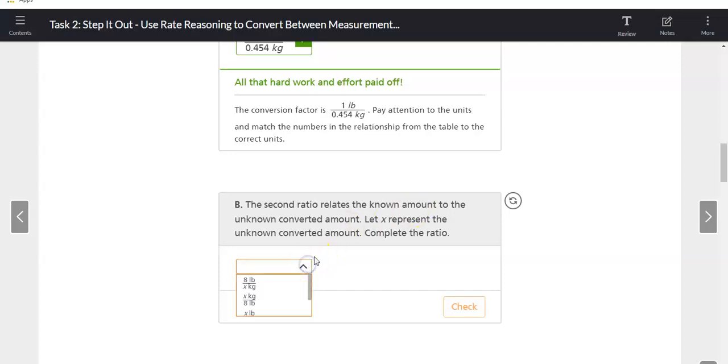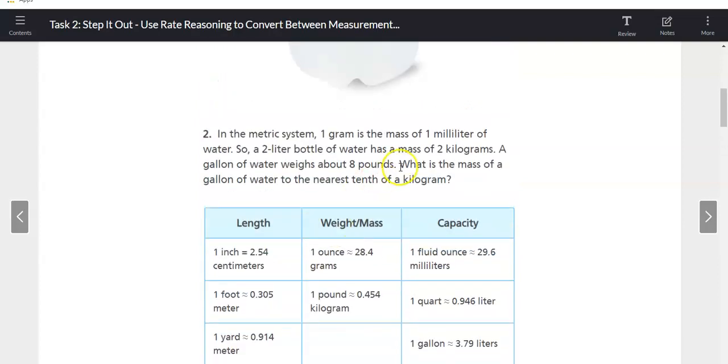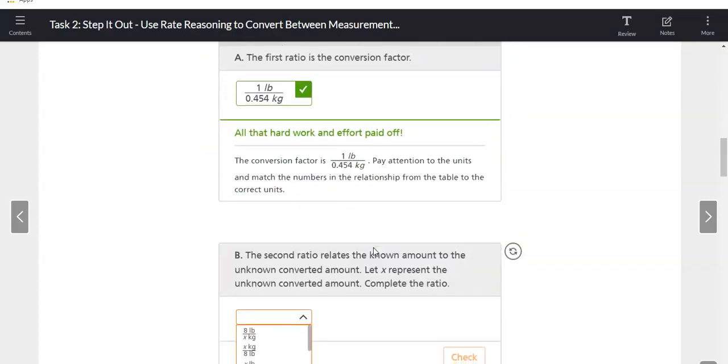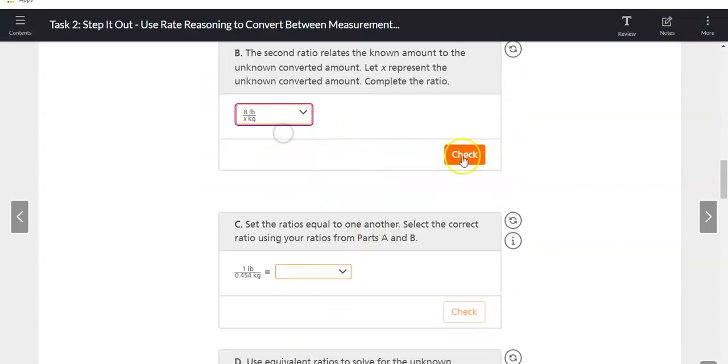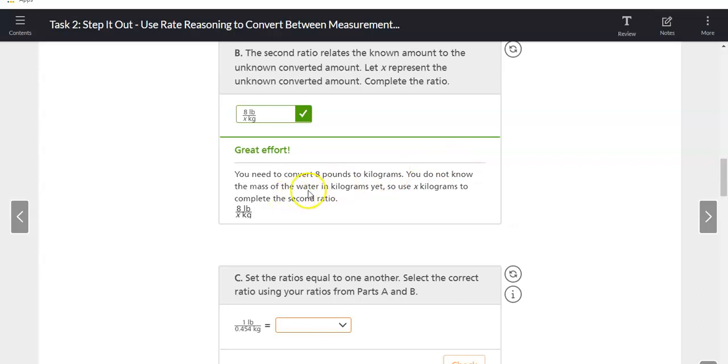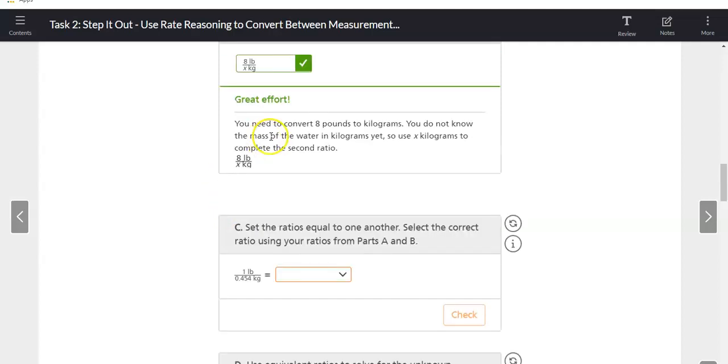And we're going to complete it. So they're asking about 8 up here. So that's where we're going to use 8 pounds. So 8 pounds over X kilograms. You need to convert 8 pounds to kilograms. You do not know the mass of the water in kilograms yet, so we're going to let X do this. For C, they set up the first one for you, and now what we got right here, we're just going to put it right down here.